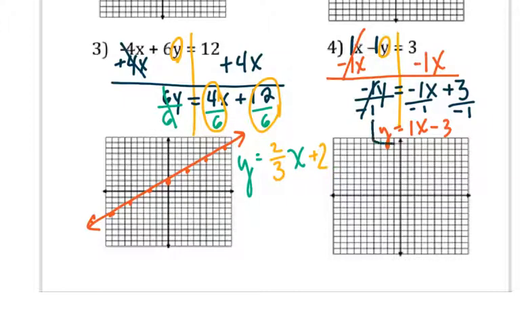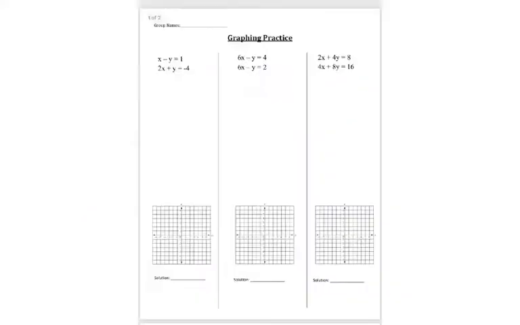So now we are going to graph this. I'm going to begin at negative 3, and my slope is going to be up 1 over 1, up 1 over 1, up 1 over 1, up 1 over 1, and then continue your line. Very easy. Okay, so now we're going to tie this into what we are doing today.